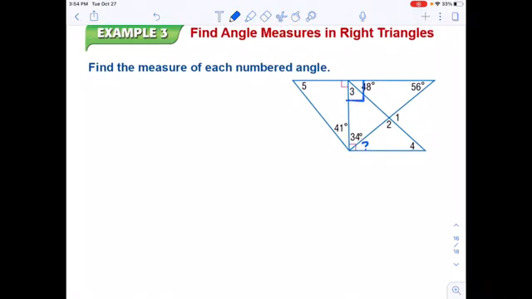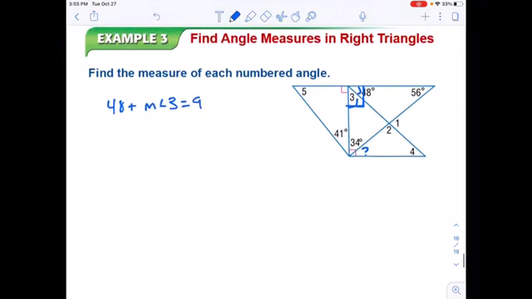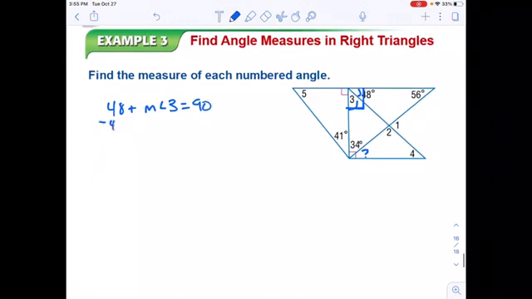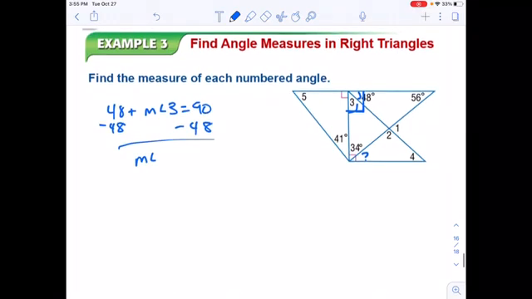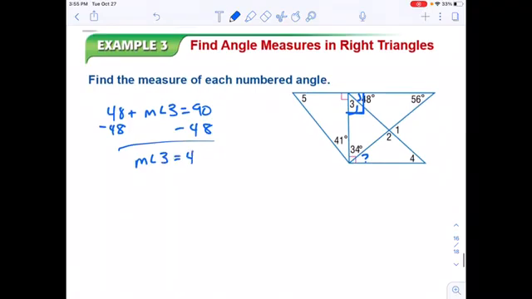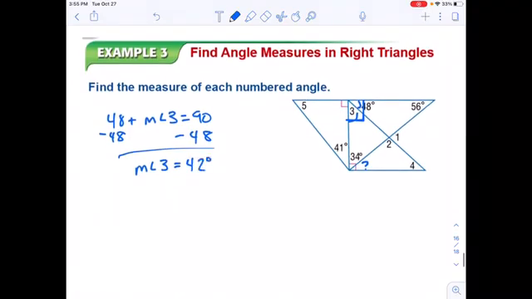So I'm going to start with 3, actually. I know that whole angle is going to be 90 degrees, which means 48 plus the measure of angle 3 has to equal 90 degrees. I solve. I get 90 minus 48 is equal to 42, so the measure of angle 3 is equal to 42 degrees.